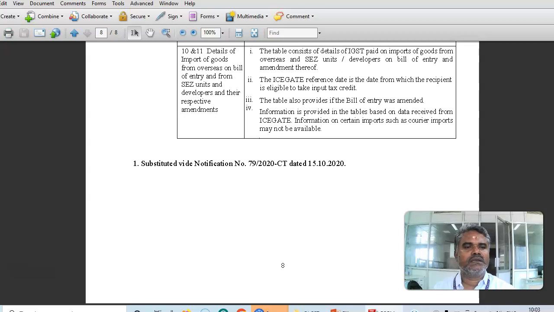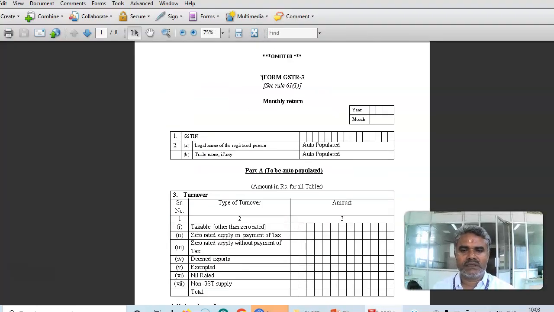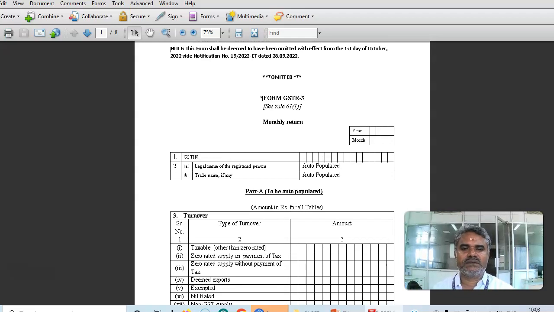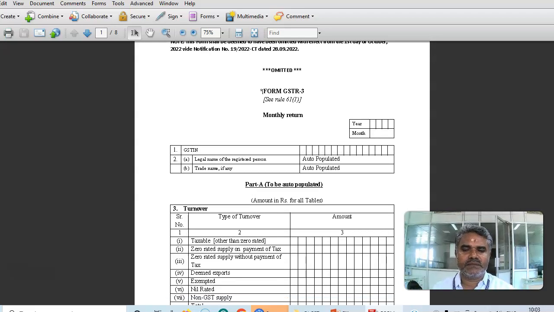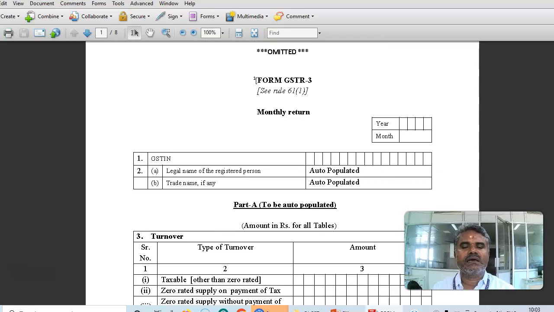Then you have to see now GSTR 3. That is very important. GSTR 3 is for the monthly return, because I already told you in GST regarding filing of returns, we have to file monthly returns, quarterly returns, half-yearly returns, annual returns, and final returns. So all the returns we have to file periodically, and also within the time frame.